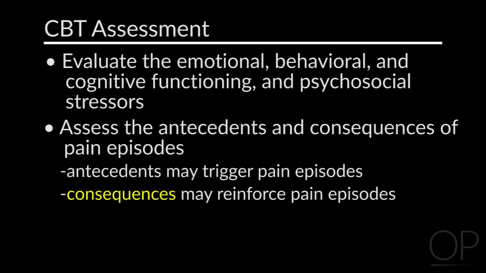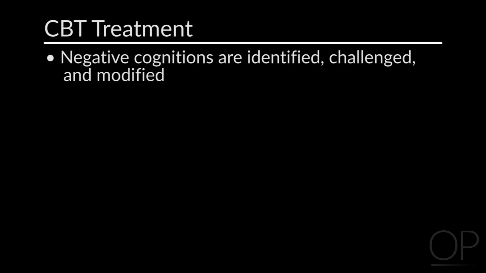And both consequences and antecedents are good targets for treatment. So cognitive behavioral therapy addresses both the cognitive and behavioral aspects of a person's experience. And these are things that we target in treatment with people with chronic pain. Oftentimes, as I said, people with chronic pain engage in negative cognitions. But the more they think negatively, that may intensify the pain that they're experiencing. So these negative thoughts are identified, challenged, and modified in treatment.